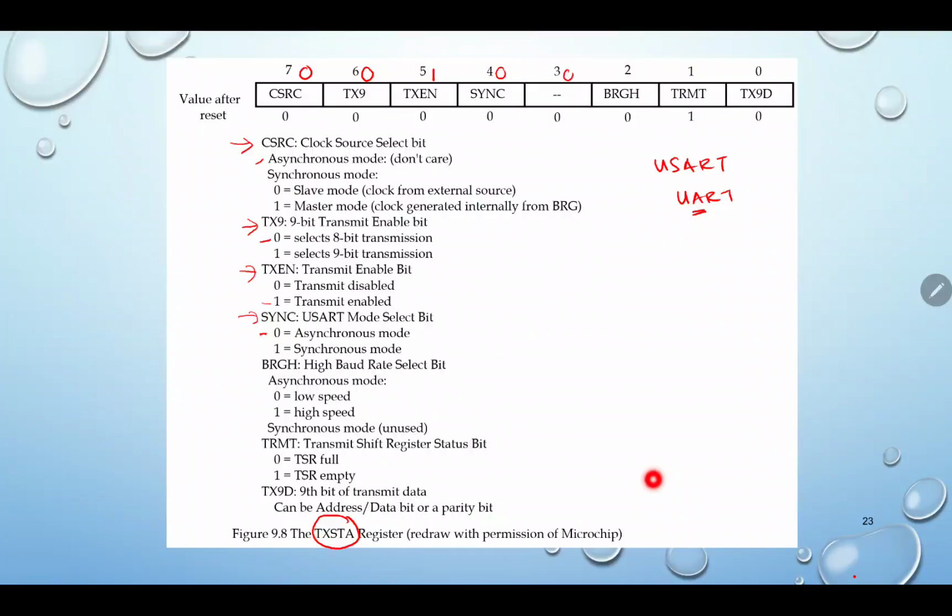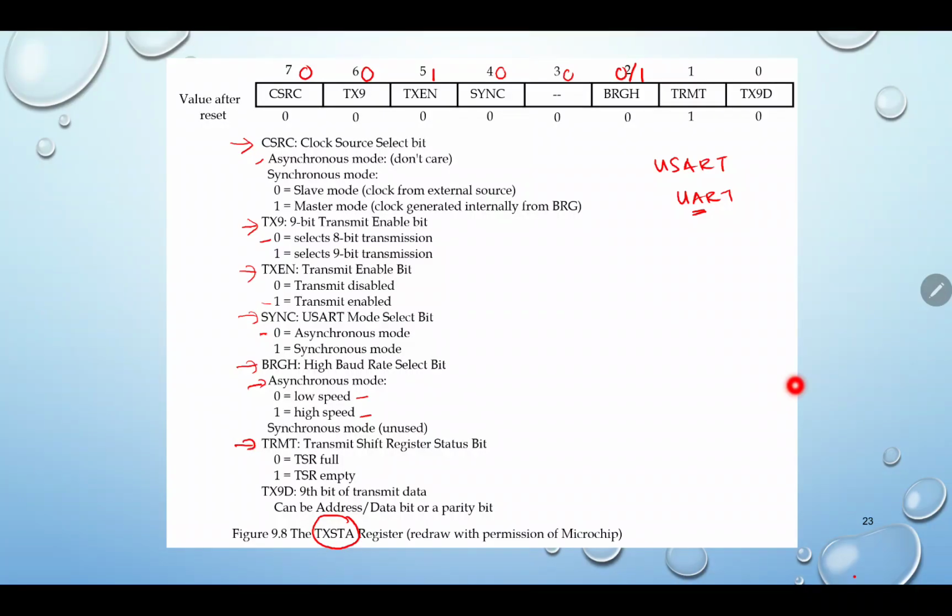Then we see the high baud rate select bit. Under asynchronous mode, if we are using low speed, then it will be 0. If it's high speed, it will be 1. These are the values that depend on the question. If it says transmit in asynchronous mode and low speed, then we should select 0. If it's high speed, then it should be 1. So this one depends: it could be 0 or could be 1 depending on the question.